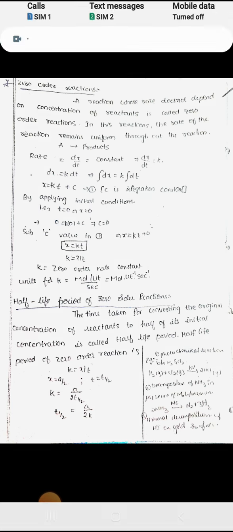We have discussed that the order of a reaction is nothing but the sum of the powers of the concentration terms of the reactants. We call it the order of a reaction. So we are going to have zero order, first order, second order reactions and so on. Now let us discuss zero order reaction.